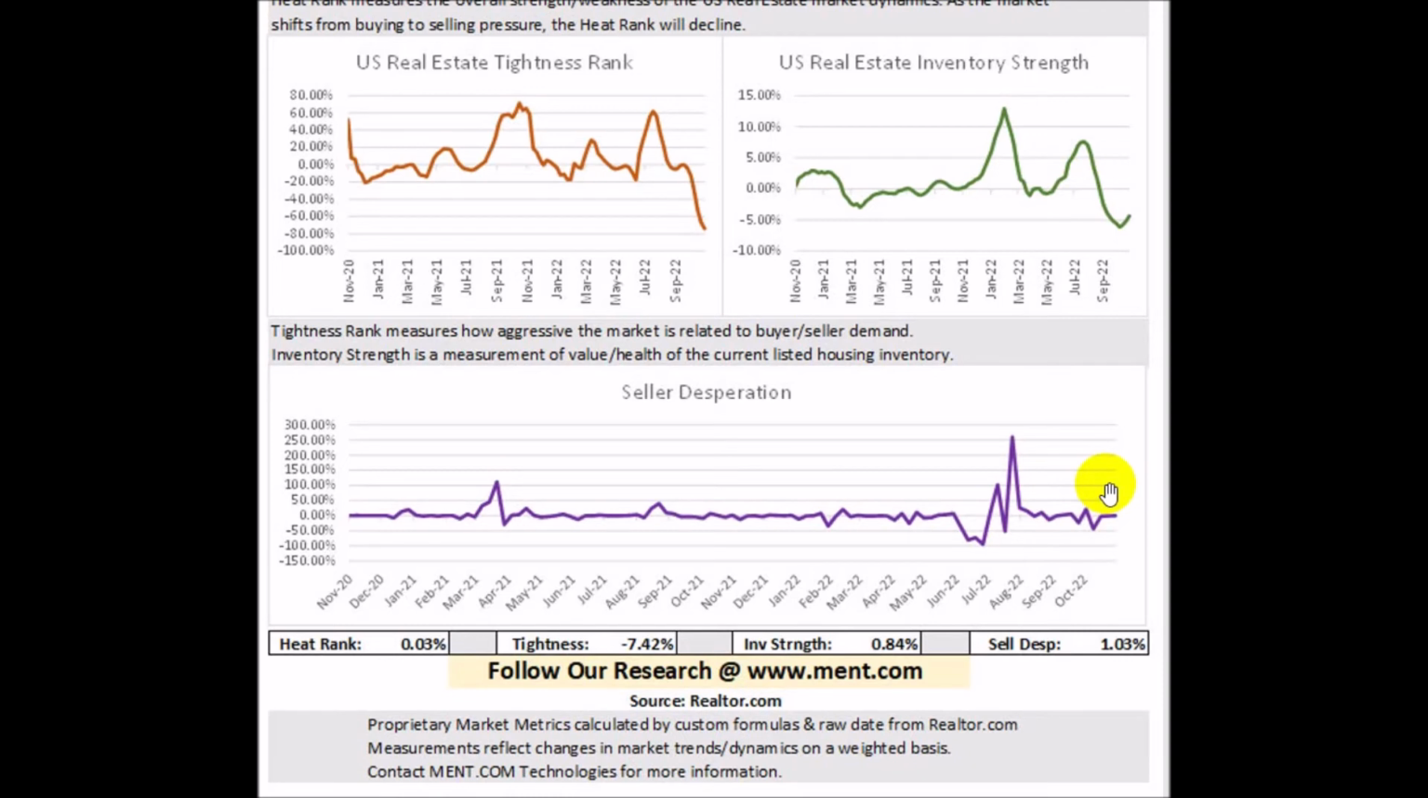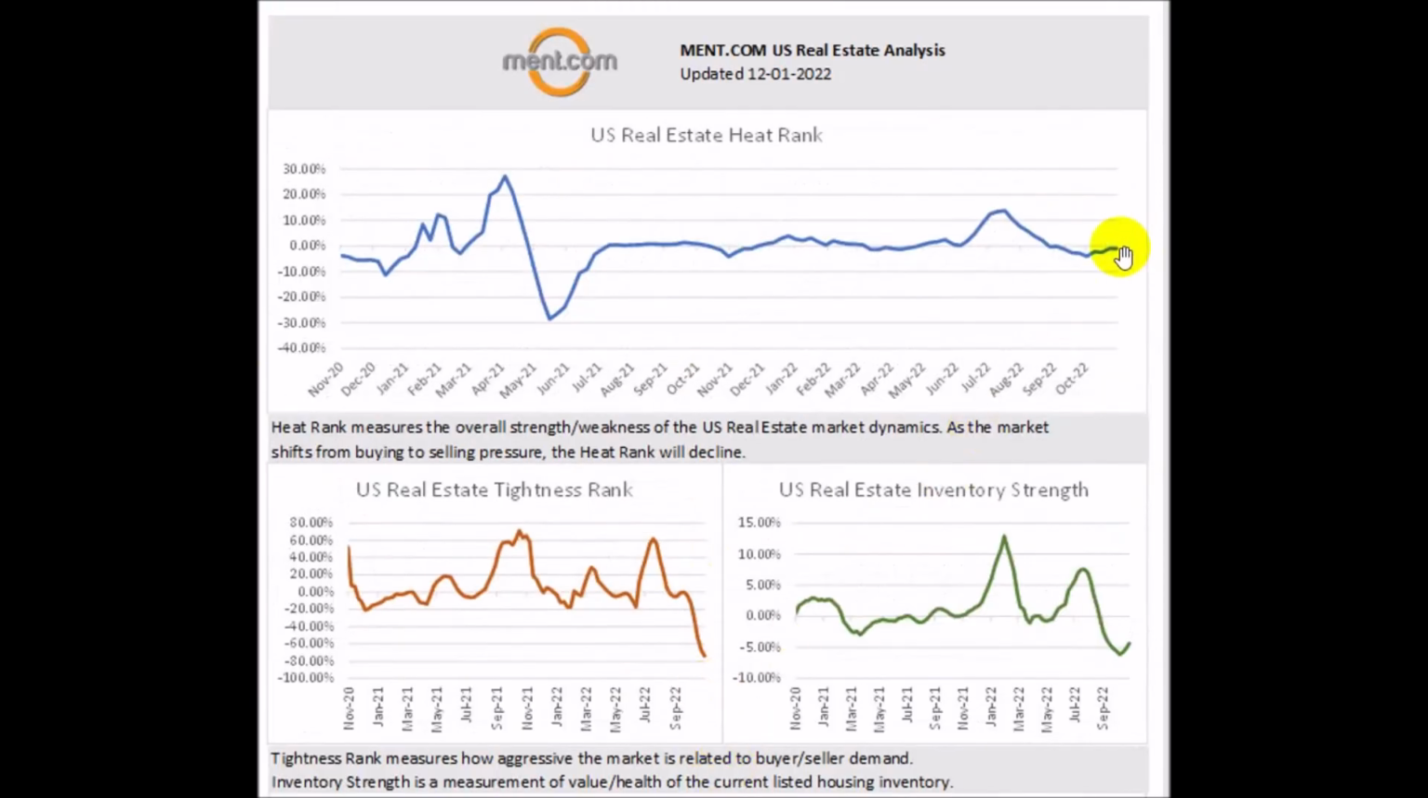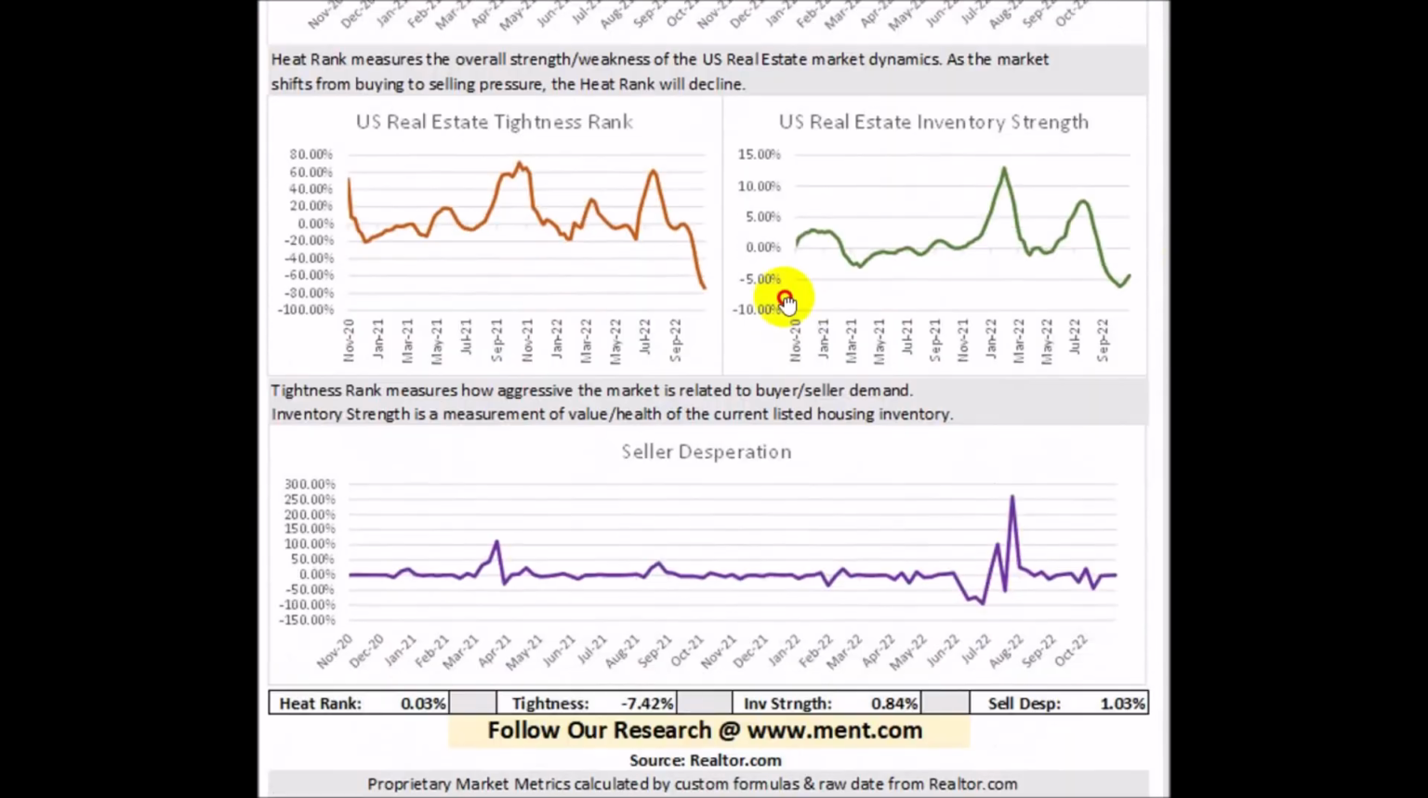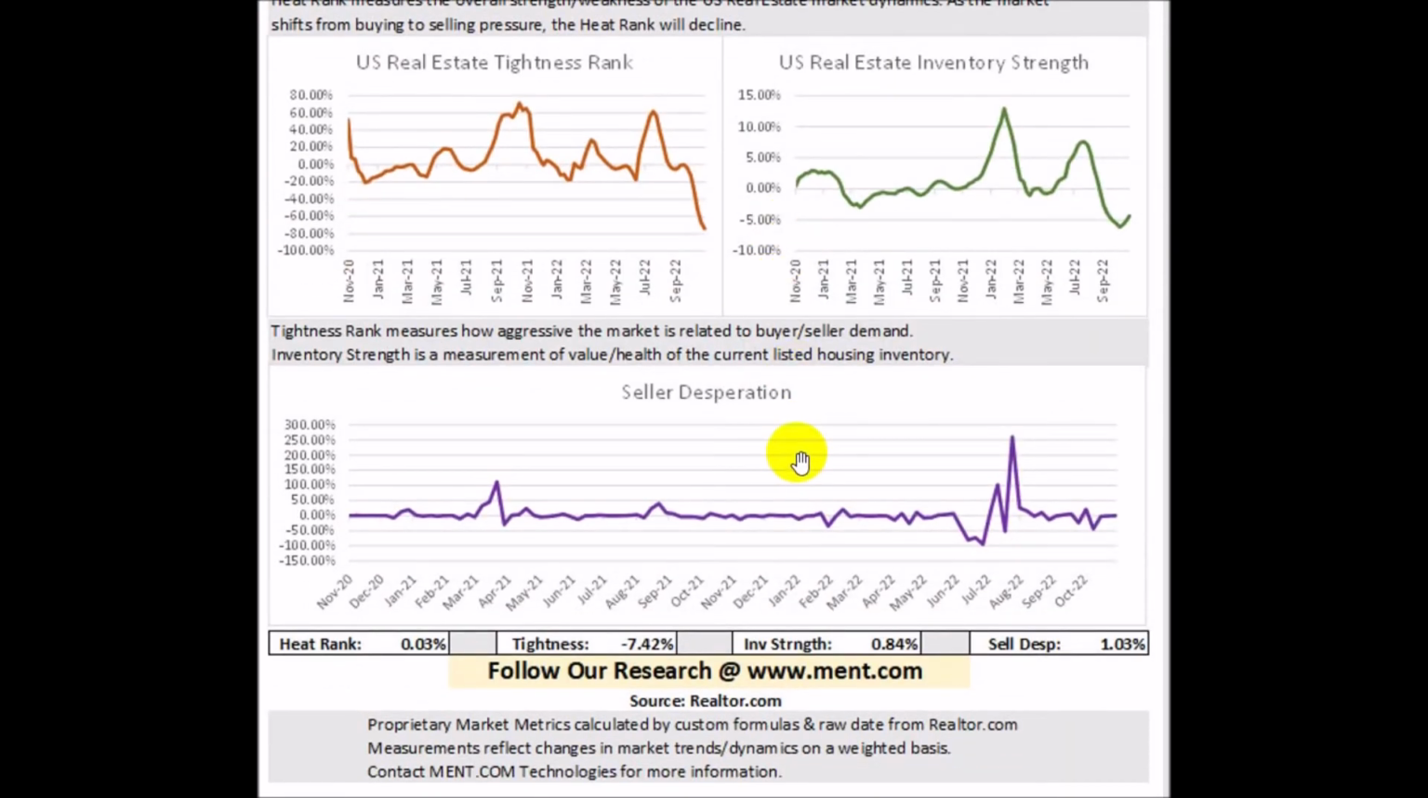If we get into a crisis mode, which may happen towards the end of next year, we'll see. But if we get into some sort of a crisis mode, we could see sellers' desperation skyrocket while inventory strength decreases, tightness decreases, and the heat rank decreases. That would be basically bombs away for the housing market. But right now, we don't have that.